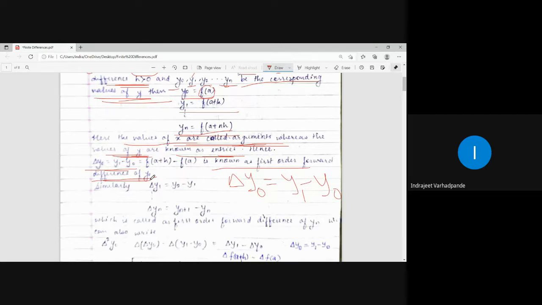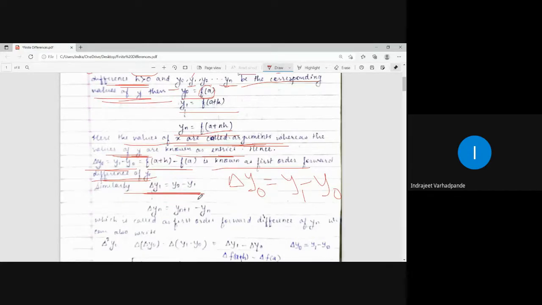which is known as the first order forward difference of y naught. When the delta forward difference operator is operated on y naught, it is nothing but the difference of y1 and y naught, which is f of a plus h minus f of a, called the first order forward difference of y naught. Forward difference means next minus previous, giving a positive value, therefore we say that it is a forward difference operator delta. Similarly, what will be delta y1? Delta y1 will be y2 minus y1. Delta y2 will be y3 minus y2.